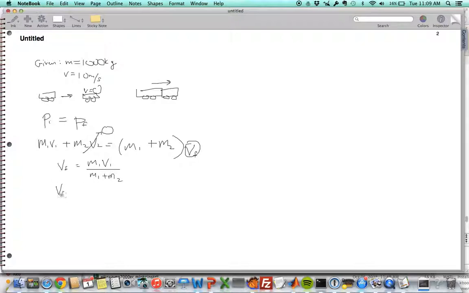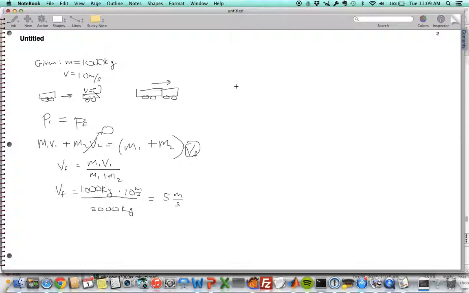So our v final is equal to 1,000 kilograms times 10 meters per second divided by 2,000 kilograms. And so this is equal to 1,000 divided by 2,000 is a half, and a half times 10 is 5 meters per second. So we know our final velocity is 5 meters per second.